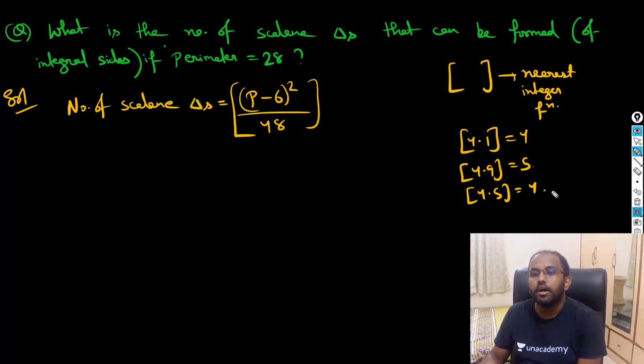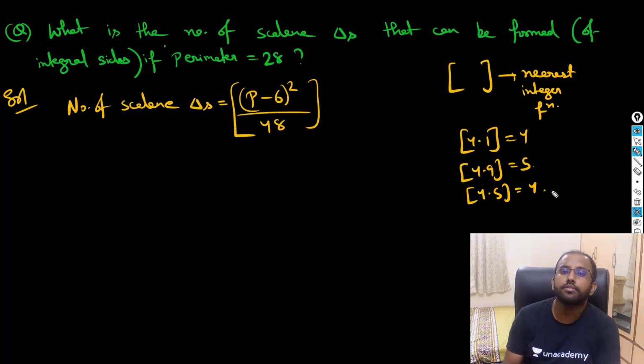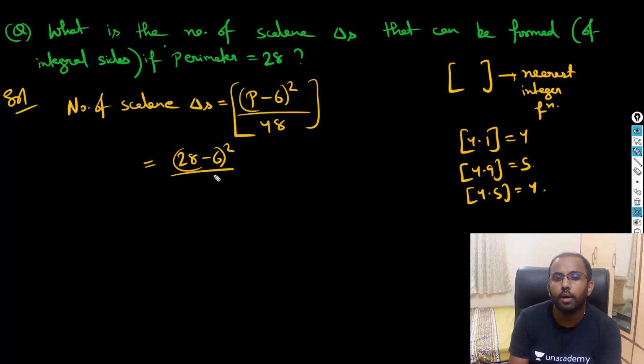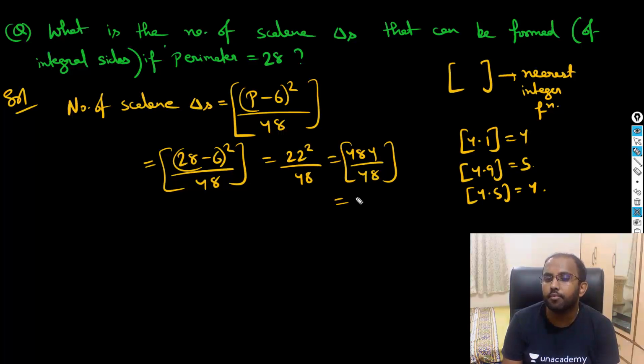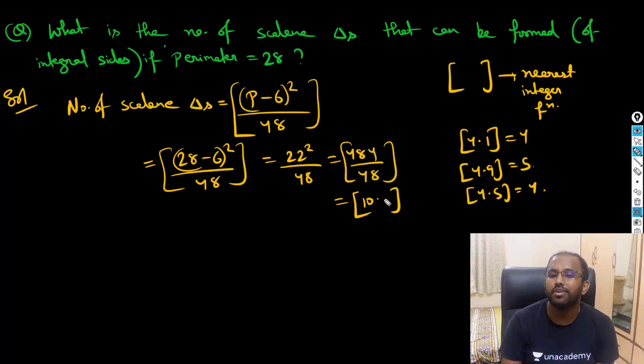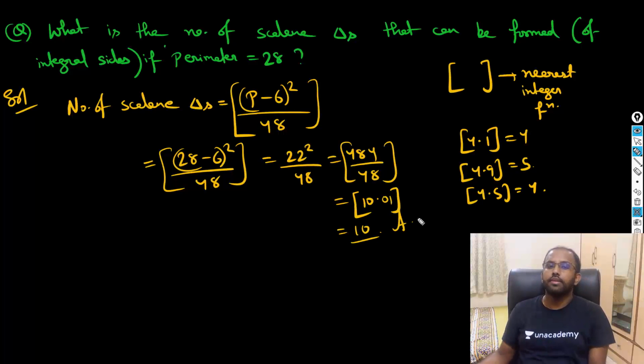So this is (p minus 6) square. This is the standard formula. I taught it on my YouTube channel also, right? So what is p here? P is 28. So 28 minus 6 whole square upon 48. That will be 22 square by 48, that will be 484 by 48, that will be 10 point something, less than 10.5, right? I don't want to calculate exactly, but it is less than 10.5. So if it is less than 10.5, then the value here is 10.48 or 10.01 kind of, right? So basically 10 is the answer. Okay, so 10 is the answer.